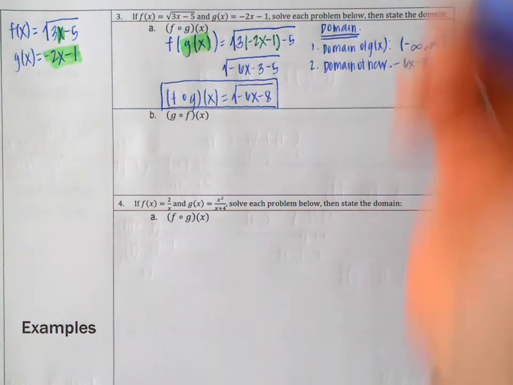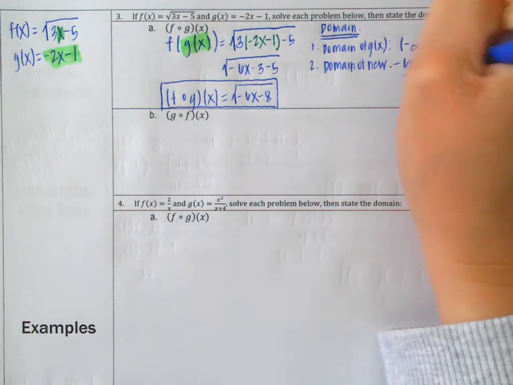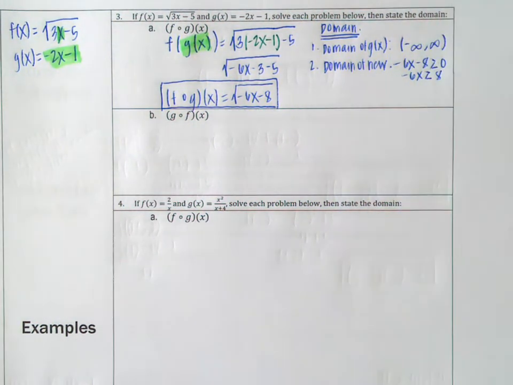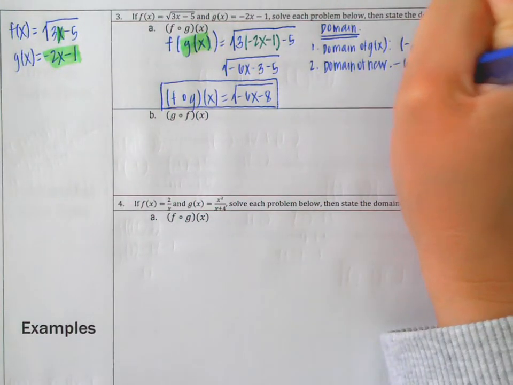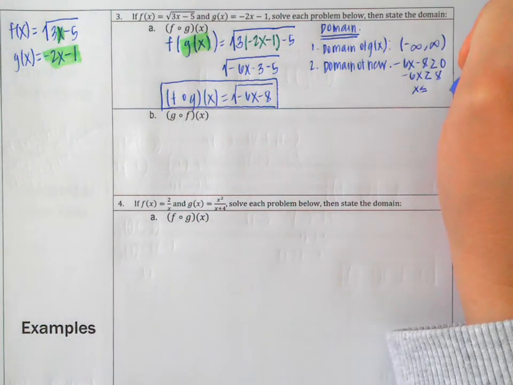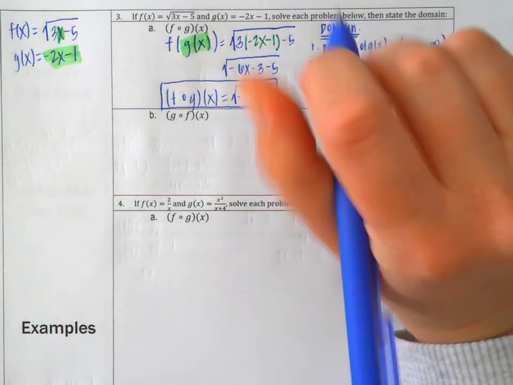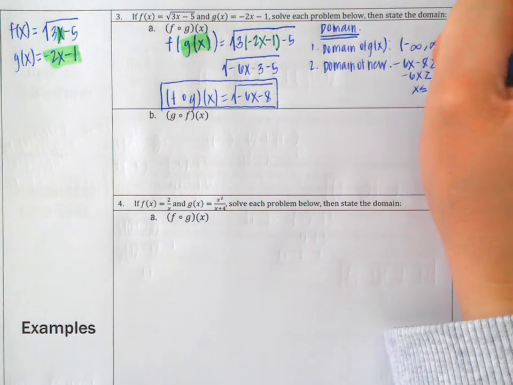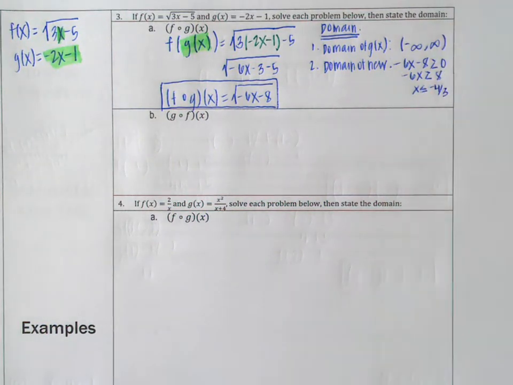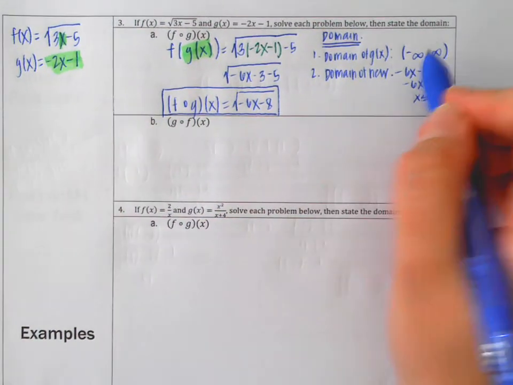So I would add 8 to both sides, then divide by negative 6. Remember, when I divide by a negative, I need to flip the inequality symbol. So x is now less than or equal to 8 divided by negative 6, which simplifies to negative 4/3. Now I have my two domains.